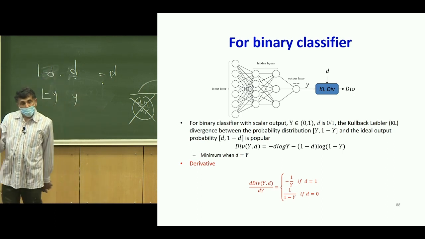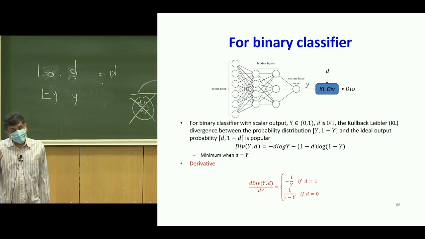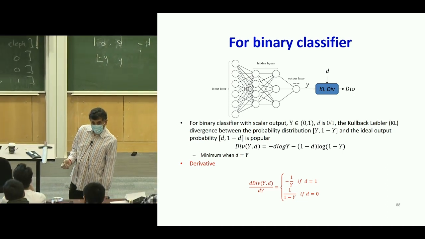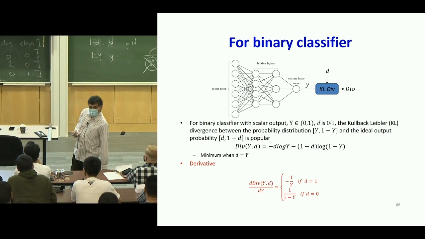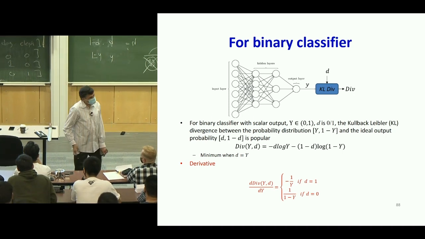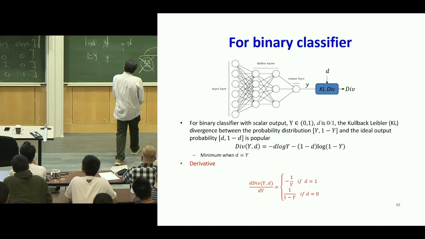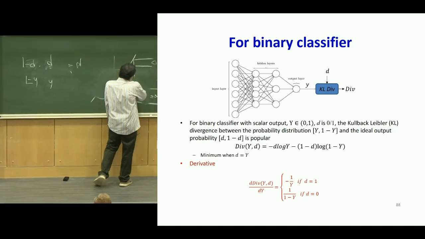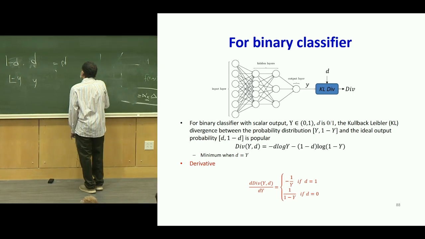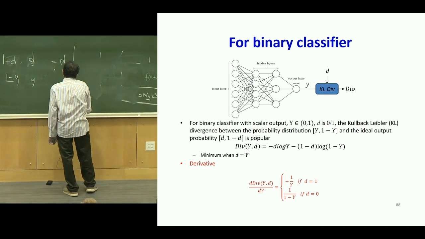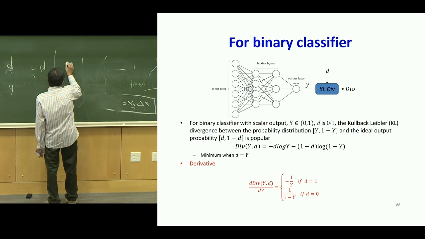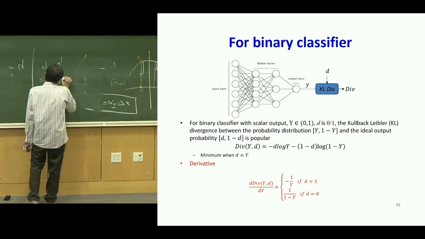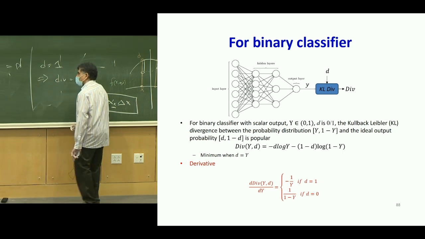Okay. Now observe what happens over here. If the target output is of the desired class, then d is 1, and 1 minus d becomes 0. So when the input is in the target class, d equals 1, which implies that the divergence is simply going to be, what is it going to be?